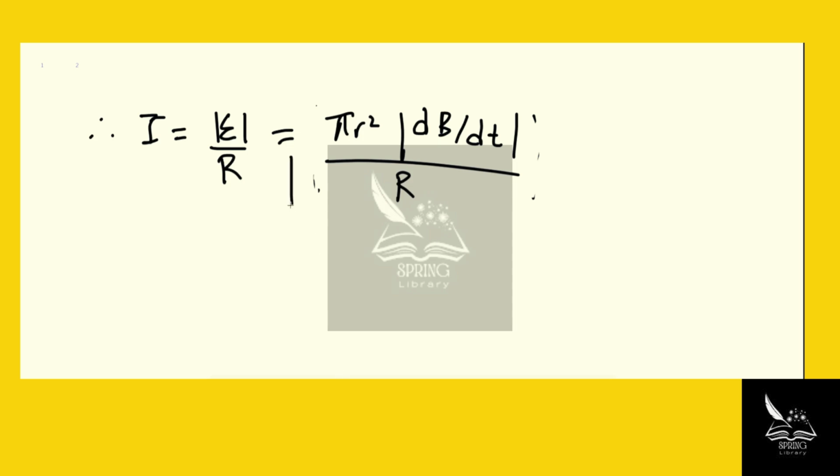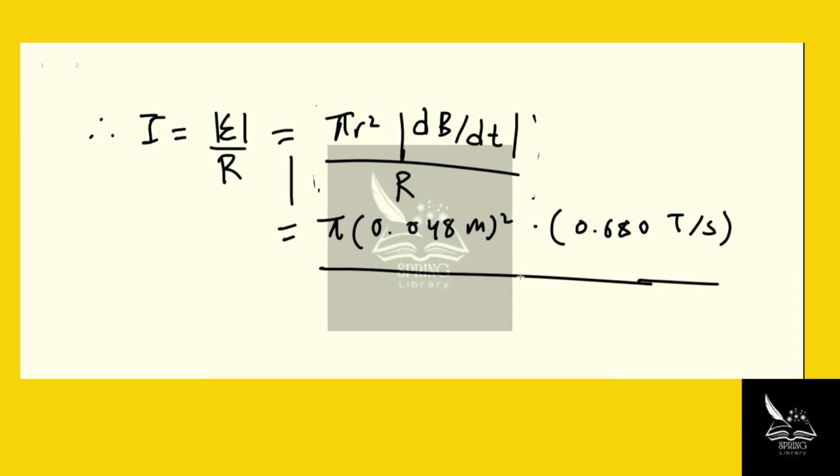So pi times r, which is the radius of the coil, which is 0.048 meters, squared, times 0.680 Tesla per second. And this is, remember, the magnitude, so we don't care about the negative sign that's sitting in front of it, divided by 0.160 ohms, which is the unit for resistance, giving us 0.03076 amps for the induced current.